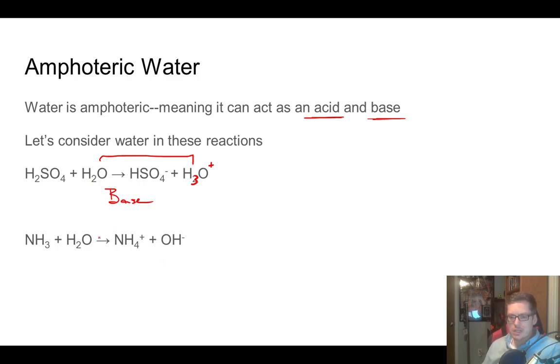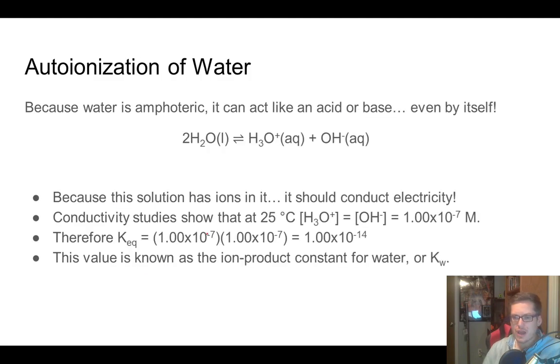However, if we stick it in with ammonia, the water, when it goes from here to here, loses a hydrogen, so it becomes a proton donor. Therefore here the water is acting like an acid. So what that really amounts to is water is amphoteric. It can act like an acid or a base. So when we put water in with itself, every so often two water molecules can hit each other just right so that they act like an acid or a base with each other.